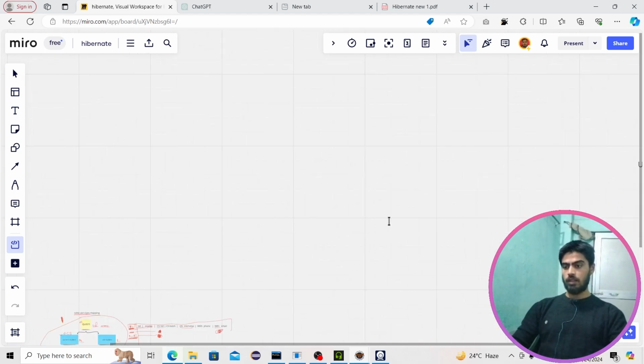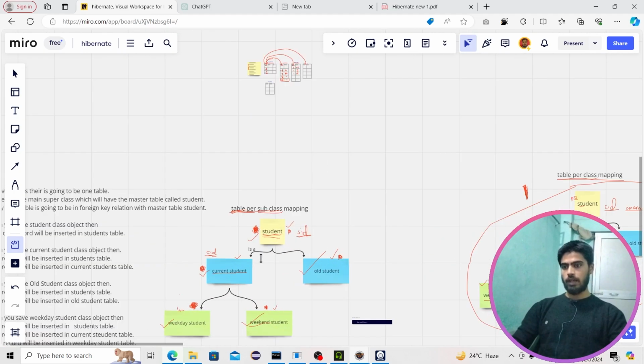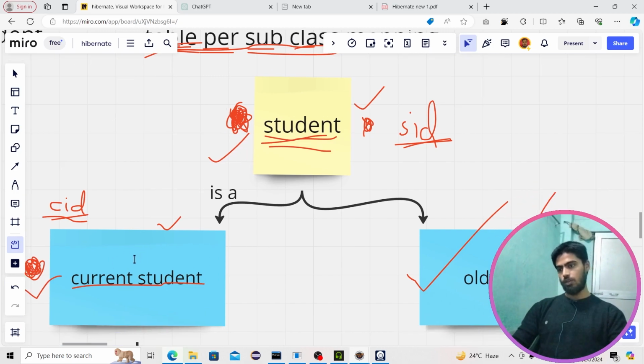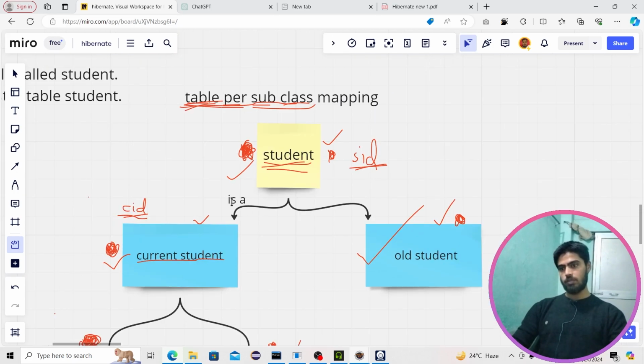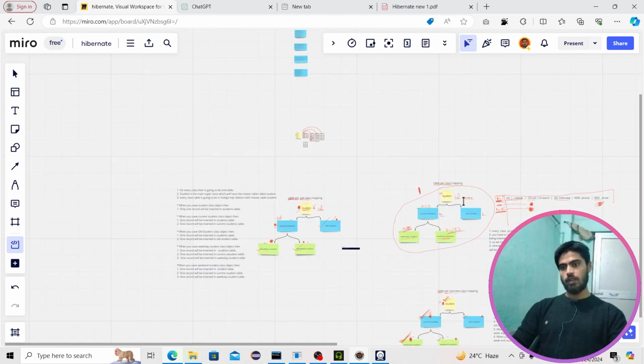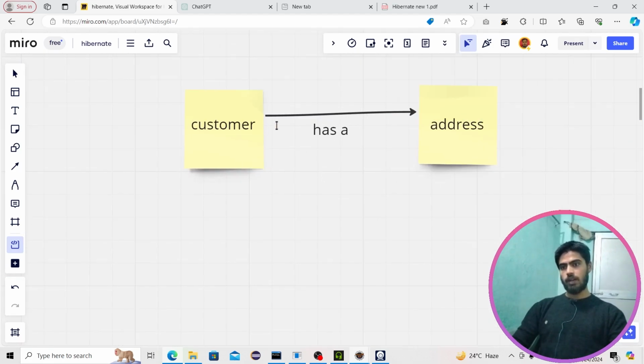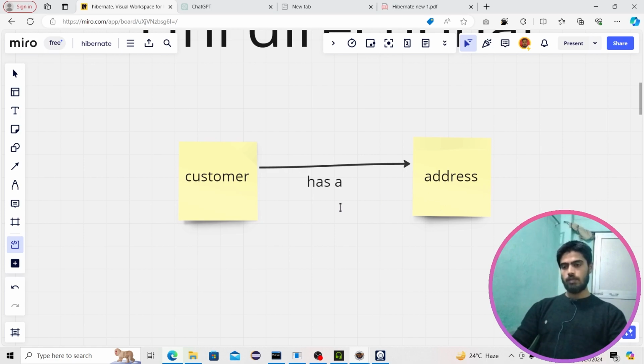If you see in the case of a student, it is not a has-a relationship. You can't say that a current student has a student or a student has a current student. You always have to say that a current student is a student. So it is not a has-a relationship. It is an is-a relationship.